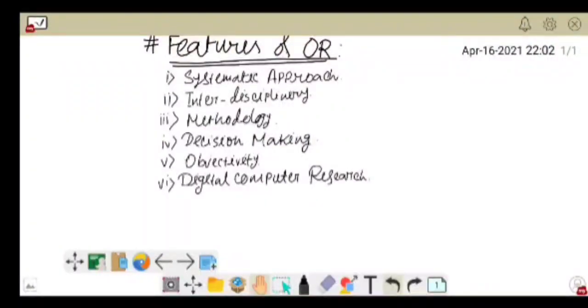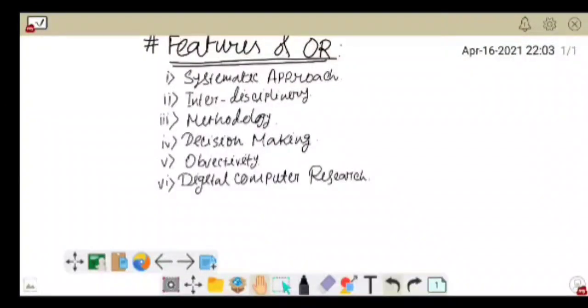And number 6, that is digital computer research. In today's world, everything happens with computers. At the time of the Second World War there was no computer, but today this whole thing happens through computers.